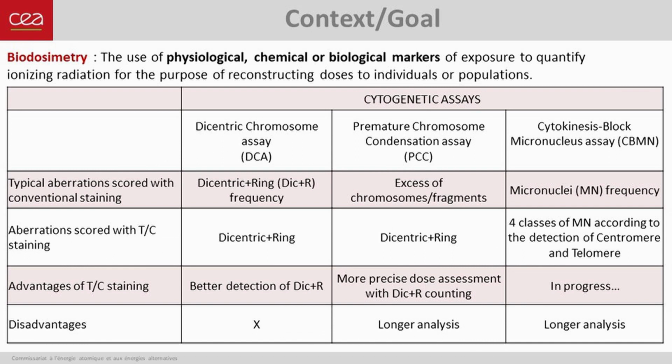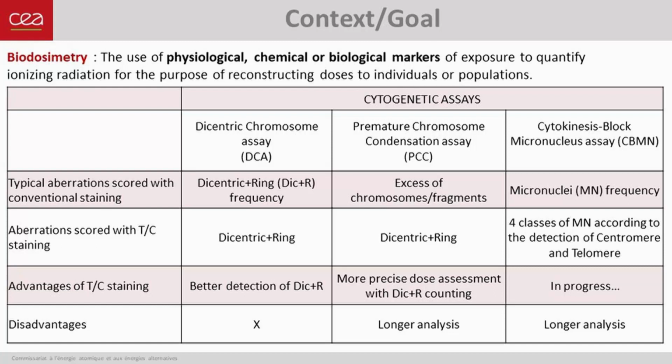Here, I show you the different cytogenetic methods used in biodosimetry and allowing the assessment of the individual received dose. The dicentric chromosome assay, or DCA, allows, after Giemsa staining, the scoring of dicentric chromosomes and rings. The staining of telomere and centromere does not change the strategy of scoring, but facilitates the analysis and improves the detection of chromosomal aberration.